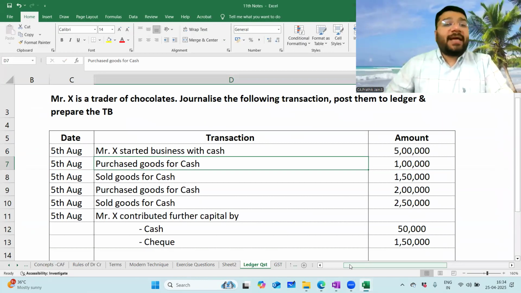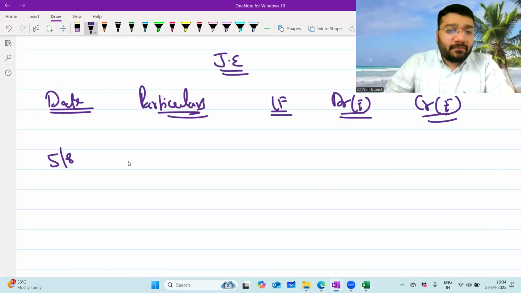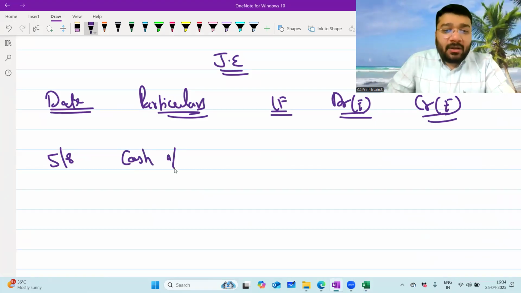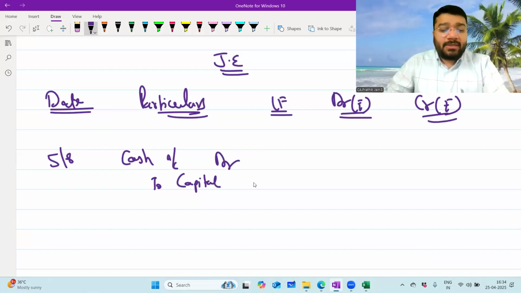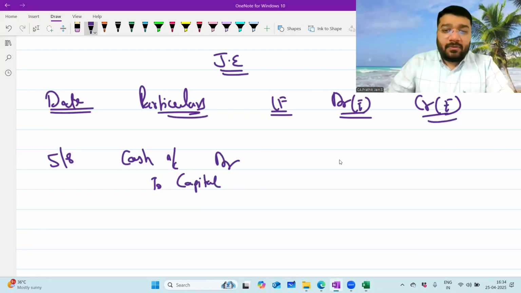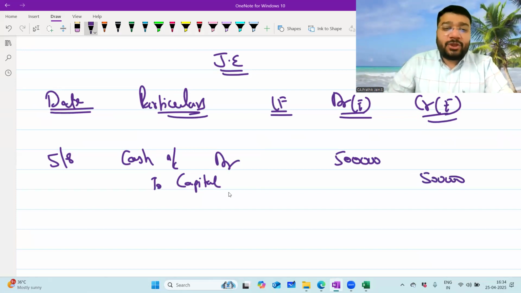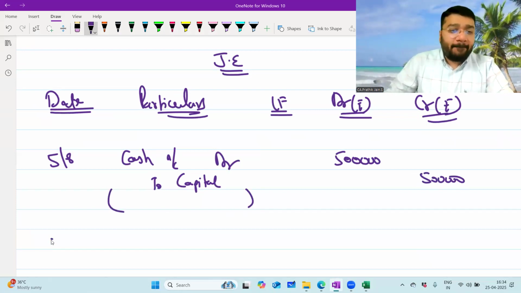Mr. X started business with cash. Entry, please. Cash account debit to capital. Amount is 5 lakh. Narration will manage.